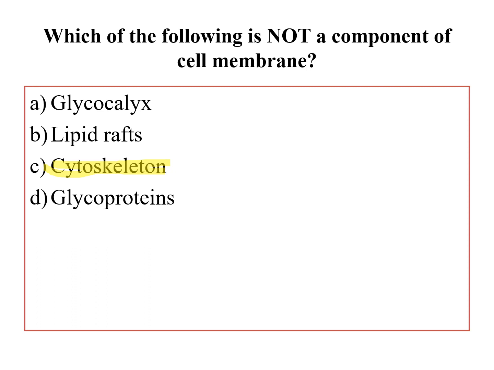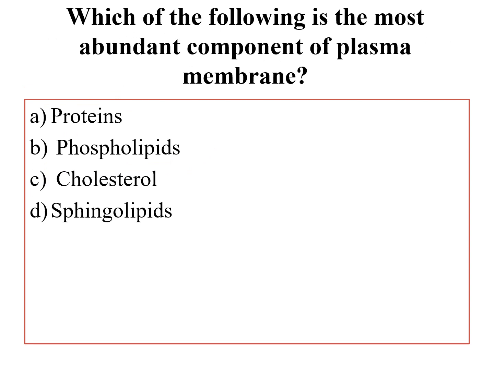Cell membrane is made up of lipids, proteins and carbohydrates. You know what is glycocalyx? It's a thin layer formed by carbohydrates in the cell membrane, which helps the cells to attach with the other cells. Lipids are there in the cell membrane and glycoproteins are also there. So which is the answer? Cytoskeleton. This is the answer, which is not a component of cell membrane.